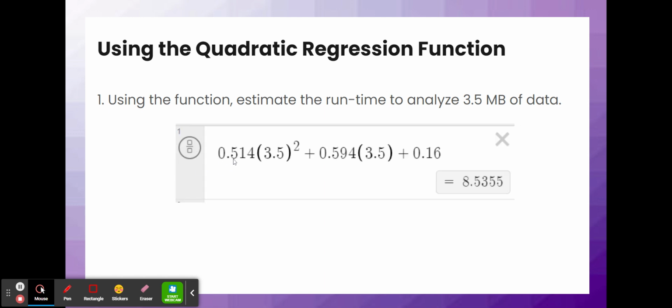So I have 0.514, that was the A value to the nearest thousandths. 3.5 is my X value squared plus 0.594 and then X. So I input my X value plus the C value of 0.16. And I get my answer, which is about 8.5. So that will be about 8.5 seconds for it to run 3.5 megabytes.